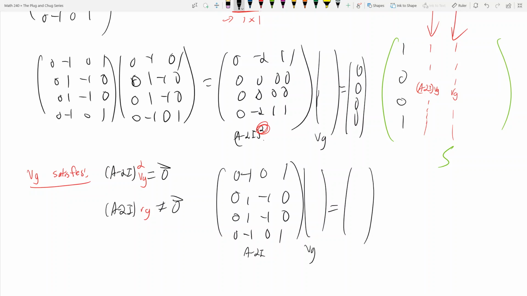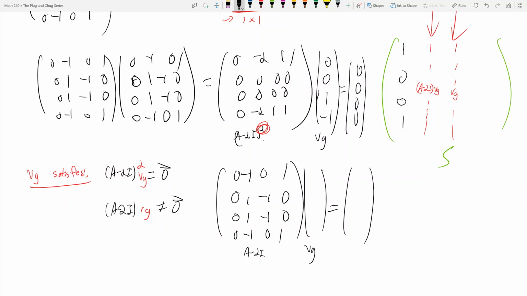Pause the video, think about it. This requires, again, eyeballing. And resume it when you feel ready. But I'm going to go on. I know what it is. And it is 0, 0, 1, negative 1.